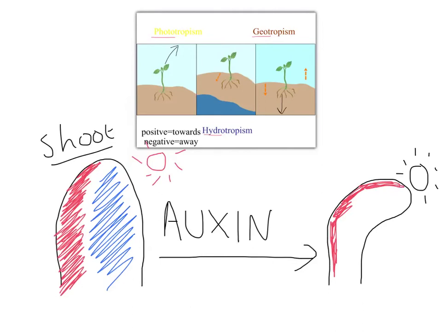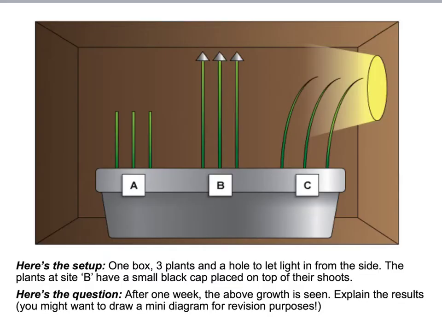Okay, so now let's look at a very typical exam question on tropisms. So here's a setup. I've got a brown box with a sort of tray inside, if you like. Plants growing at sites A, B, C. So we've got 3 plants, A, B and C. And you notice that B has these little caps on the top of the shoot. You notice C is bending, A seems a bit of stunted growth. And the question is, after 1 week, you see the above growth, can you explain the result?